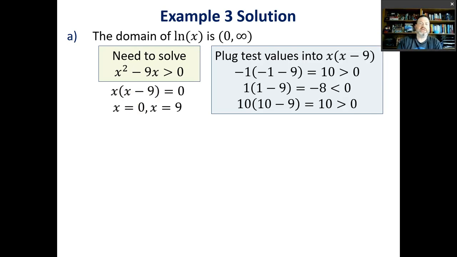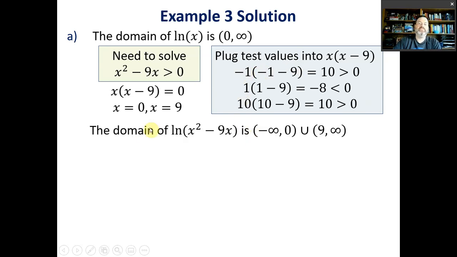So I just grabbed some test values. -1 represents everything less than 0, 1 is just a number between 0 and 9, and 10 is a number bigger than 9. I just plugged everything in, and I found that the function was positive with the test values -1 and 10.